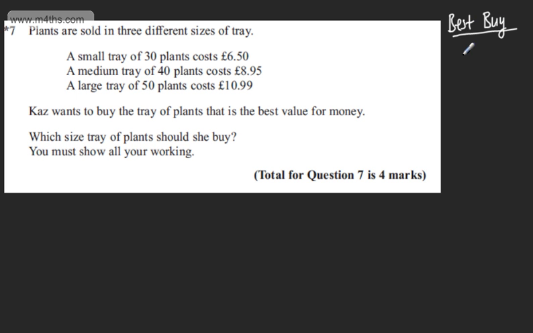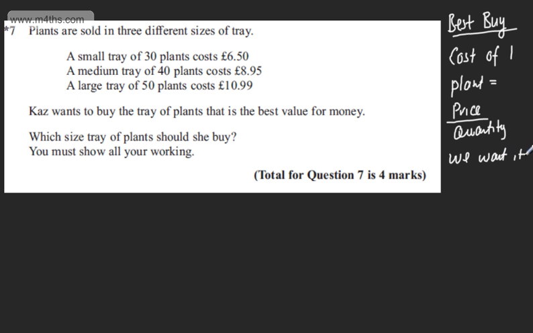We can work out the cost of one plant. So just write in here, cost of one plant, and I'm just going to jot this down, will be equal to the price divided by the quantity. We want this to be as low as possible. So just jotting this down, this is what we're going to do.